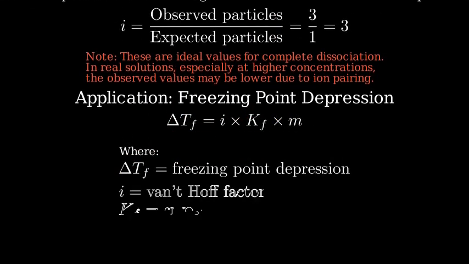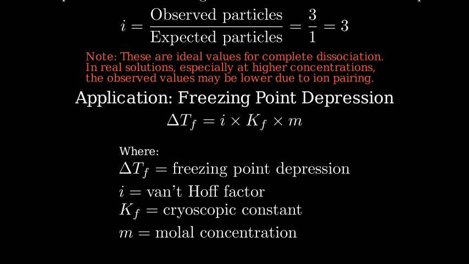The formula for freezing point depression is ΔT_F equals i times K_F times m, where ΔT_F is the freezing point depression, K_F is the freezing point depression constant for the solvent, m is the molal concentration, and i is our Van't Hoff factor.